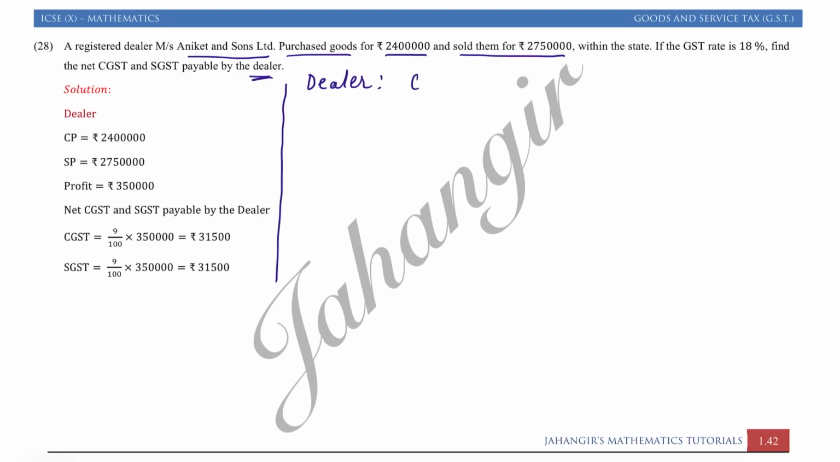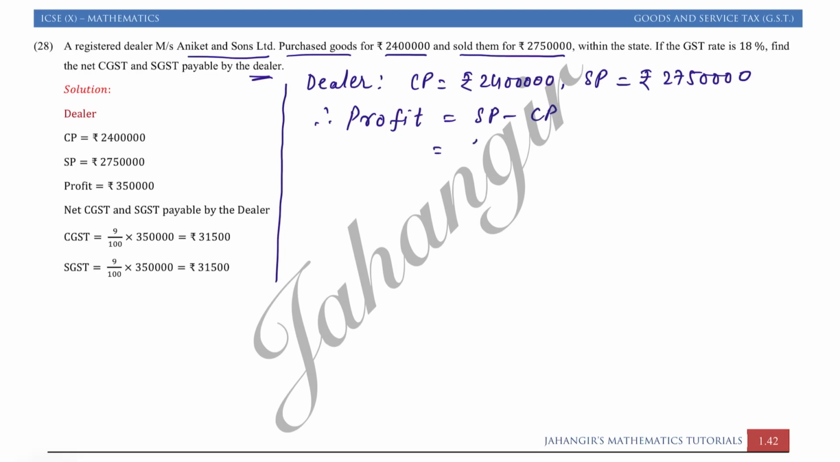Dealer CP is rupees 24 lakh, SP is equal to rupees 27 lakh 50,000. So therefore profit for the dealer is equal to SP minus CP, that is equal to 27 lakh 50,000 minus 24 lakh. So that will give you 3 lakh 50,000 rupees.